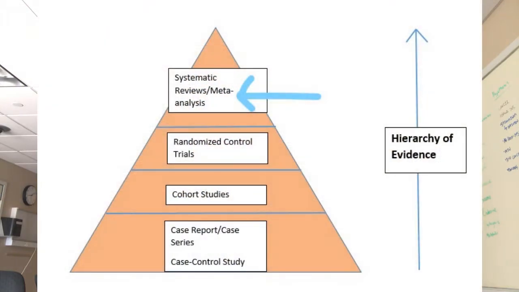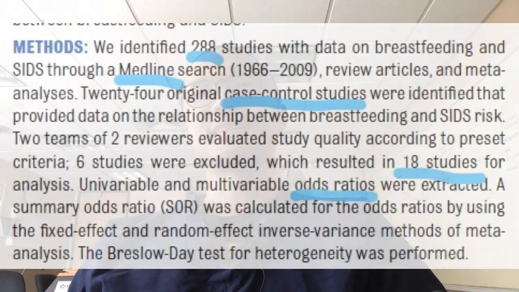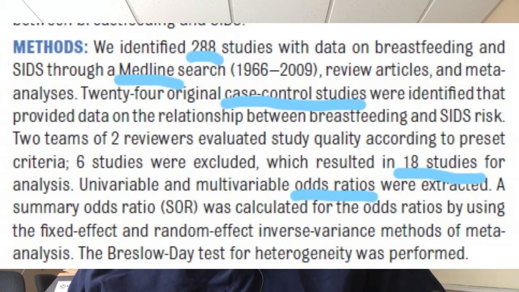In terms of the hierarchy of study designs, I just want to point out the meta-analyses, in which you study a compilation of different studies on that same topic, in this case, breastfeeding and SIDS, and then you come to a conclusion from several studies. What the researchers did here is they found 288 studies from Medline, which is a database of scholarly articles, and they found 24 original case control studies. And I'll talk about what that means in a second.